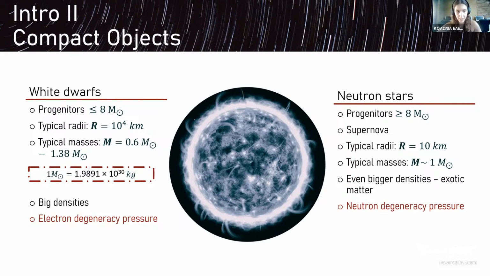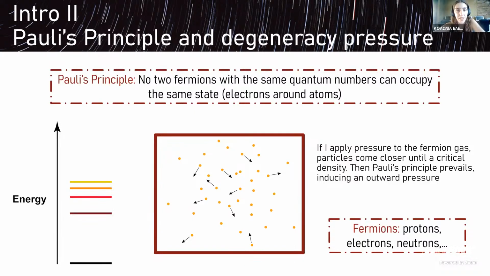So now the question is how these stars can actually combat the gravitational collapse of such big mass. And this happens due to a phenomenon called degeneracy pressure, and I will talk about that at the moment. So degeneracy pressure is based on a really important principle in quantum mechanics, and it's called Pauli's principle, which states that no two fermions with the same quantum numbers can occupy the same state. So fermions, if you are unfamiliar with them, some examples are protons, electrons, and neutrons. And for example, for electrons orbiting their atoms, Pauli's principle states that on the energy scale of these atoms, we have a specific number of electrons that can be put in each energy state.